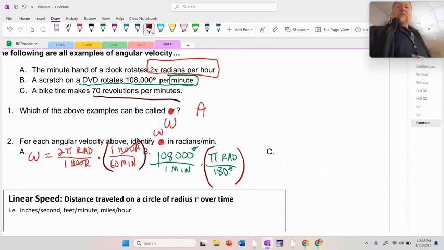And then revolutions, 70 revs per 1 minute. Do I have to do anything about minutes? No. How many radians are there in a revolution?